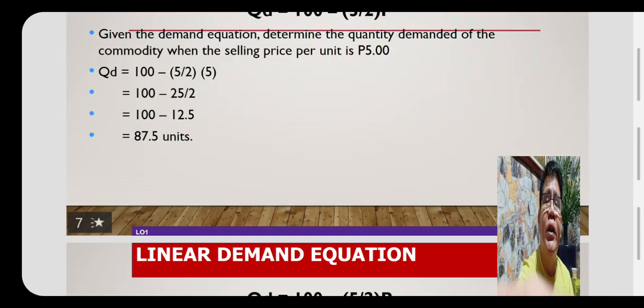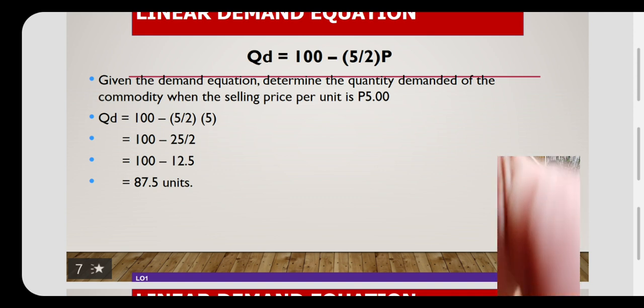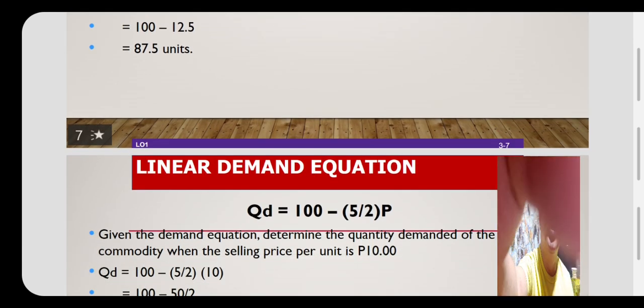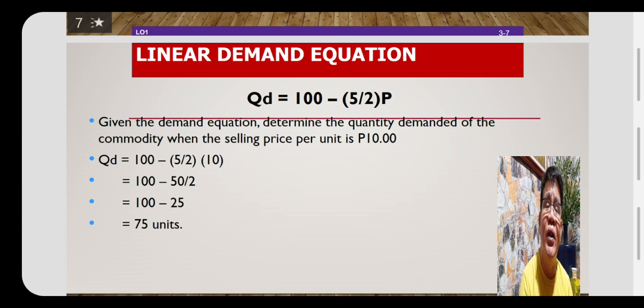Going back to the earlier example, when the price is 5 pesos, quantity demanded is 87.5. But when the price increased to 10 pesos, quantity demanded decreased to 75 units only. So obviously, as the price increases, quantity demanded decreases.